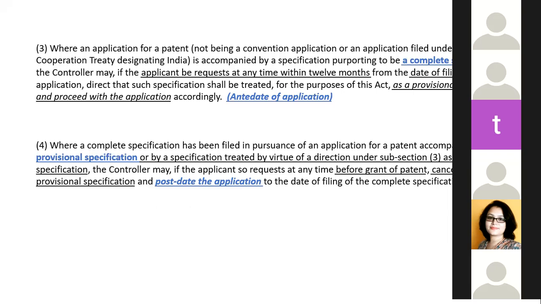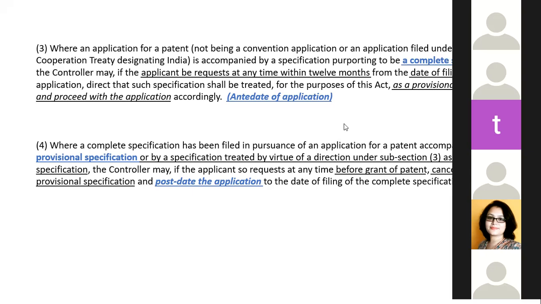So now moving towards the post dating of the application. Final thing: in any chance, if we are converting CS into provisional specification, are we getting some extra time for filing?